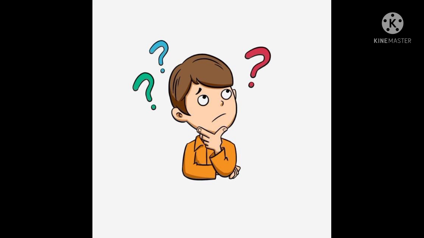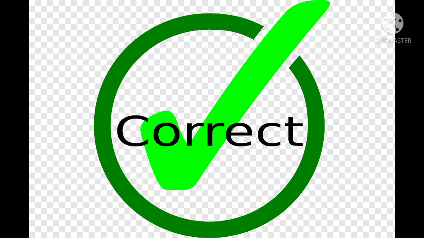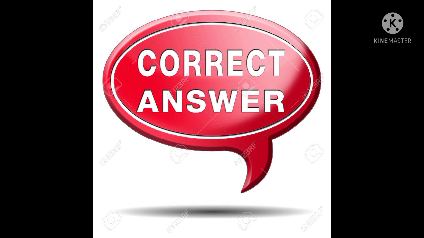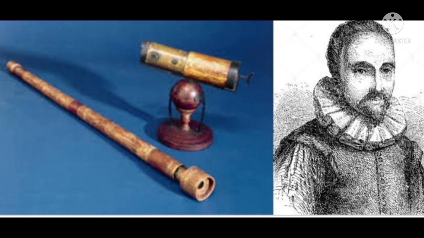Next question is, what are the two types of lenses used in the compound microscope? Yes, your answer is correct. The two types of lenses used are the eyepiece lens and the objective lens. The third question is, who invented the telescope for the first time? Yes, your answer is correct. The inventor of the telescope is John Lippershey in the year 1608.